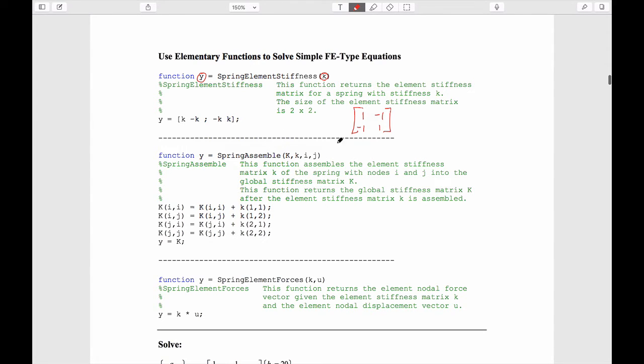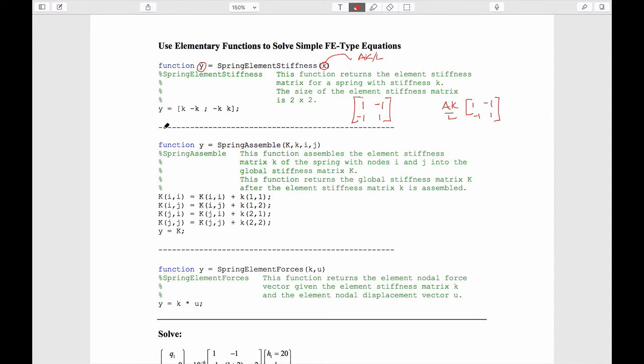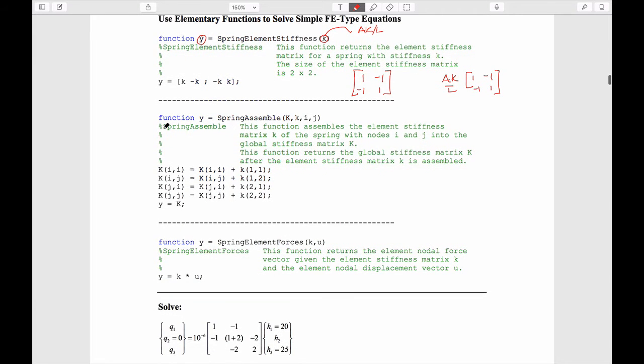So that's one of the things that we need to do, right? Because we need to be able to make this matrix which looks like AK over L times 1, minus 1, minus 1, 1. So clearly, if we put a term in here, which is this scalar value of AK over L, whatever that may be, then it would return this K matrix. So take the template, and develop the conductance matrix out of it.